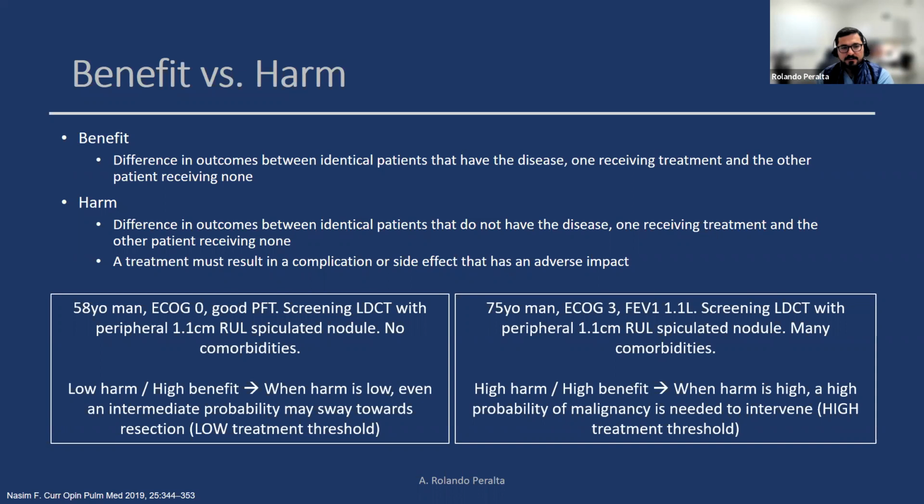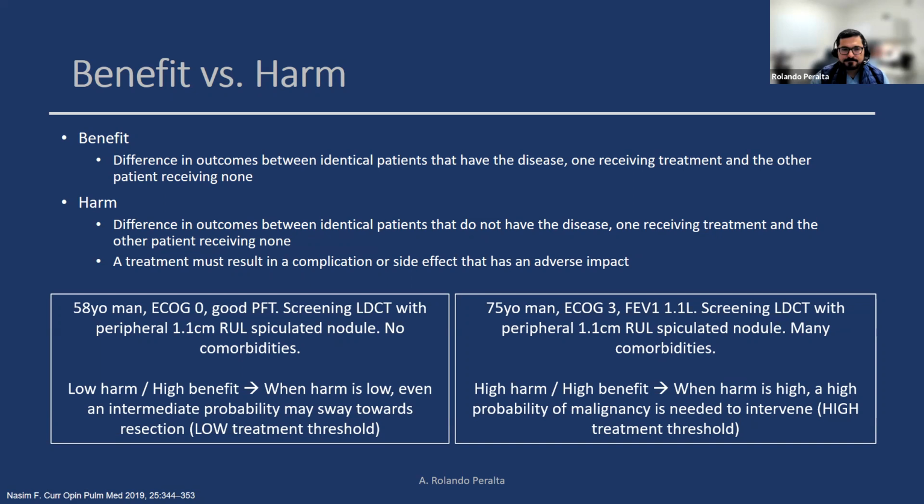If you have such a situation, when the harm is low, even an intermediate probability may sway you towards more aggressive therapies, right? On the other side, in the other box, you have a 75-year-old man, ECOG is 3, FEV1 is 1.1, same lesion and many comorbidities. This is a potentially high harm situation with high benefit. So when the harm is high, a high probability of malignancy is needed to intervene because you don't want to put the patient at undue risk. So that's how you manage those two things, harm and benefit.